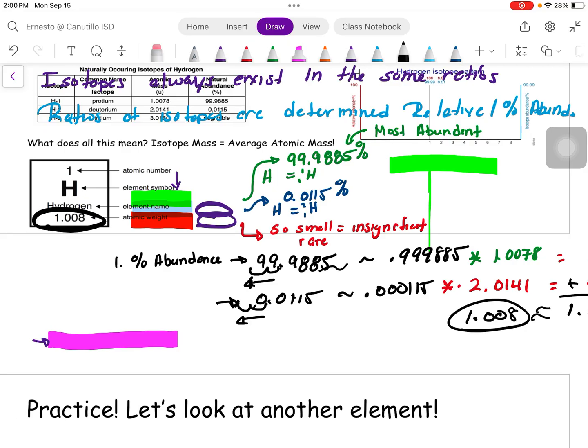Okay, so the reason that this is important is because these numbers, right, these isotopes help us determine the average atomic mass of a given element on the periodic table. Okay, go ahead and finish copying this up. That's it for today.